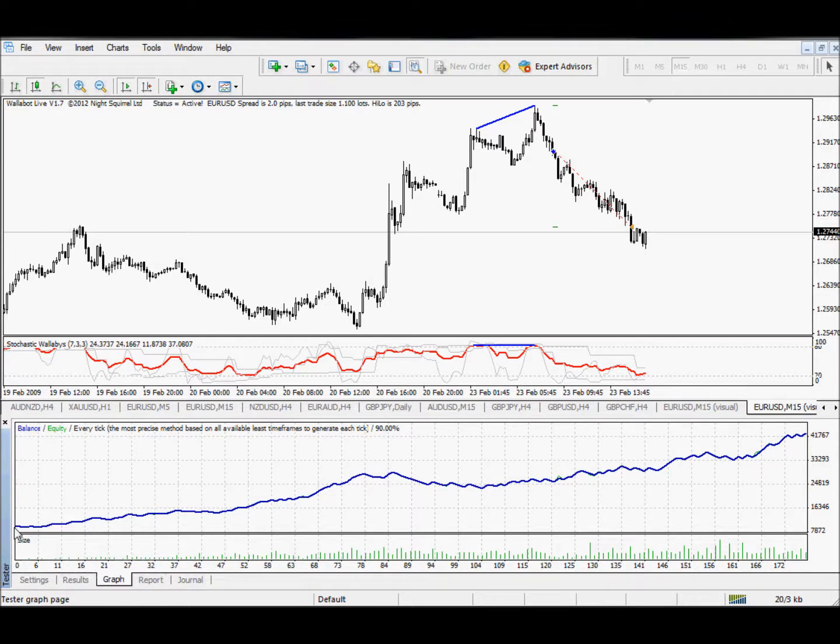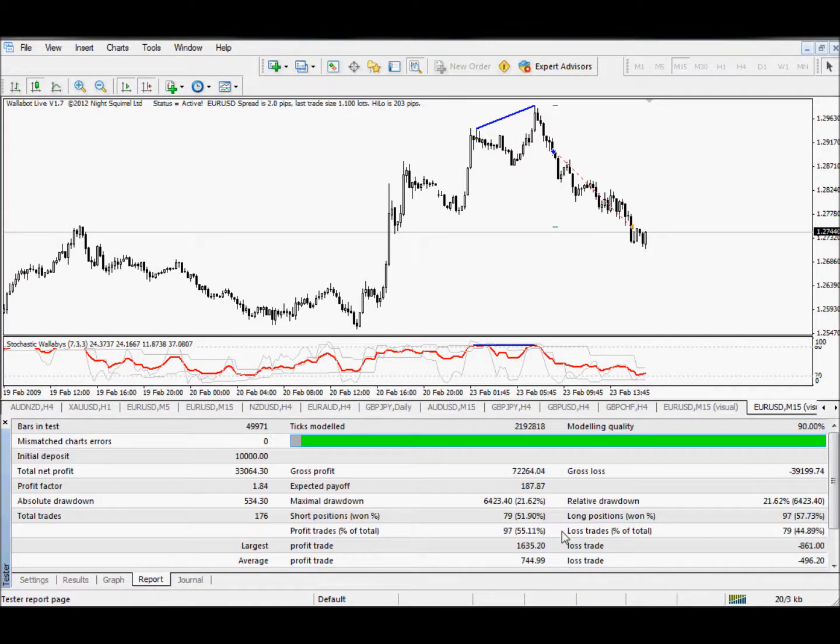So starting with $10,000 and finishing with just over $40,000. Now remember, this is backtesting. This was the data on which the EA was designed, so you would expect it to be profitable. And if we look at the results we got here, roughly speaking, 55% of the trades were winners, and the average winner was about 1.5 times that of the average loser.